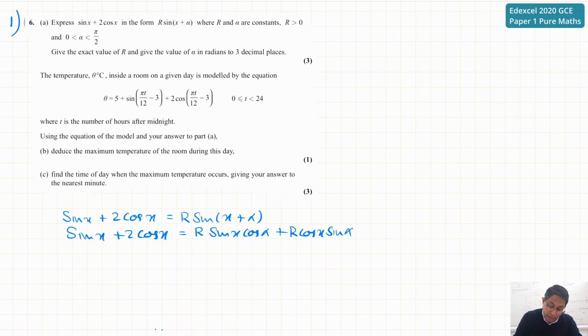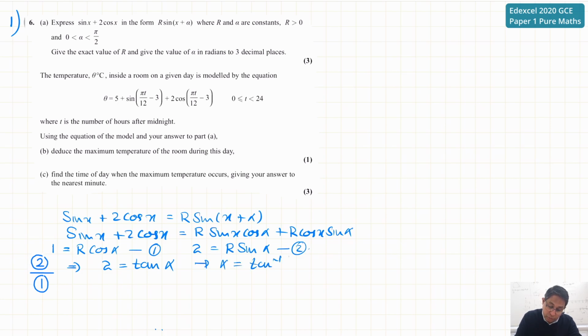Compare the coefficient of sin x on both sides, and you would get 1 equal to r cos alpha. Take this as equation 1. Now compare the coefficient of cos x on both sides, and that would give you 2 equal to r sin alpha. Take it as equation 2. You can eliminate r if you divide equation 2 by equation 1. That would give you tan alpha equal to 2, therefore alpha equal to tan inverse 2.